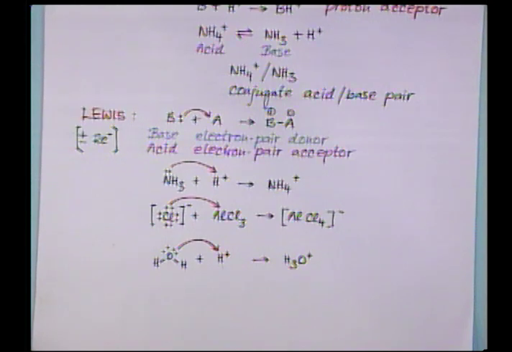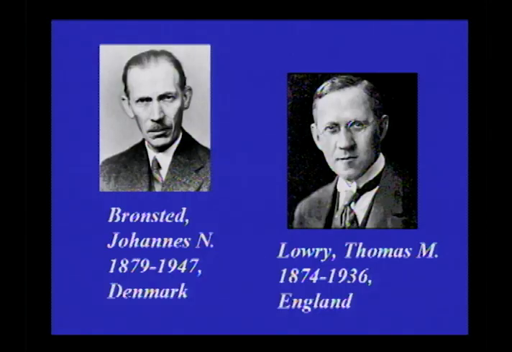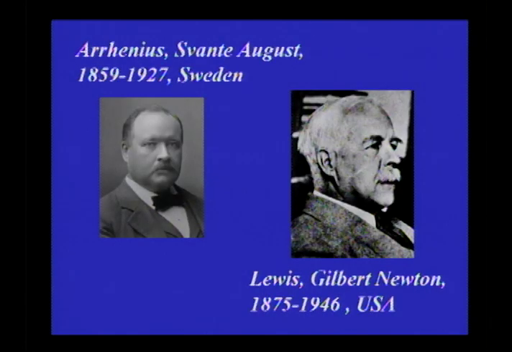Here we have Bronsted and Lowry, Danish and English scientists, usually physical chemists. And here we have Arrhenius, Svante August from Sweden, and Lewis, one of the most famous American chemists.